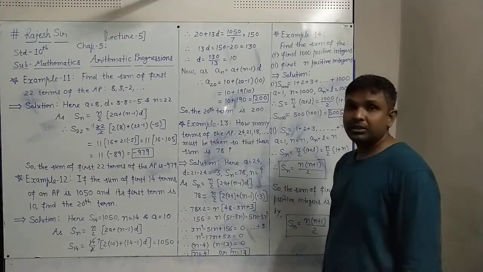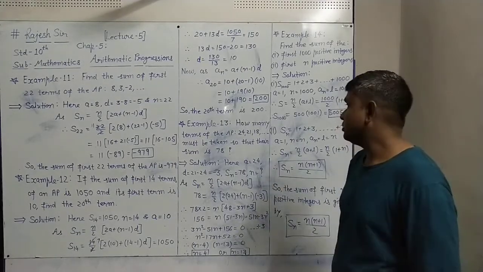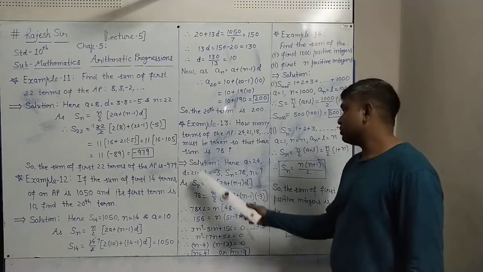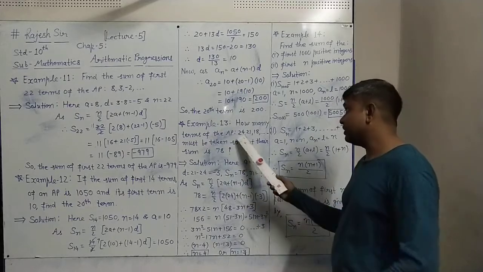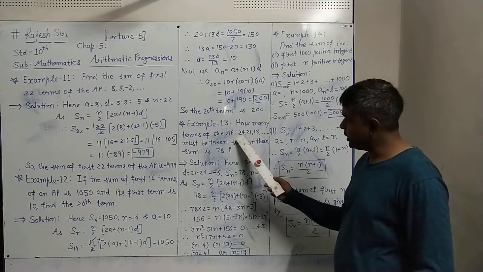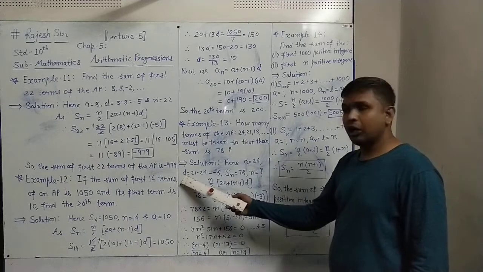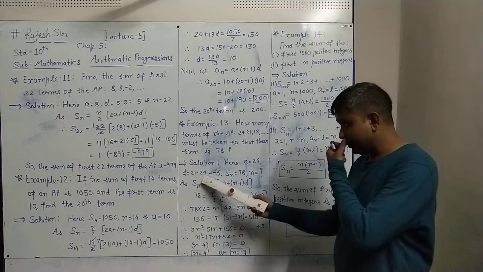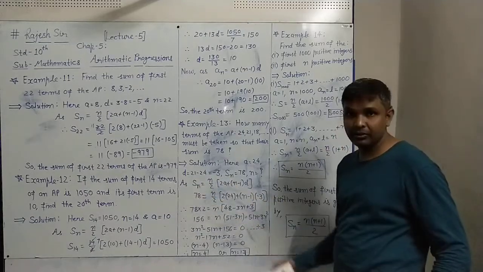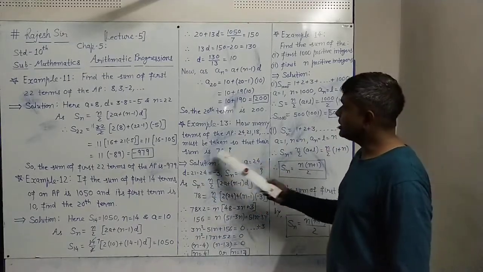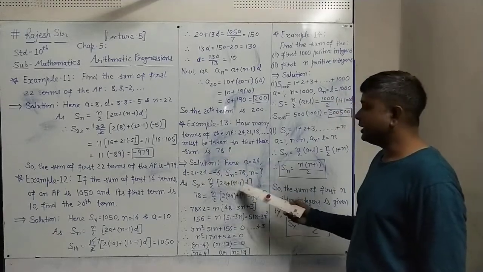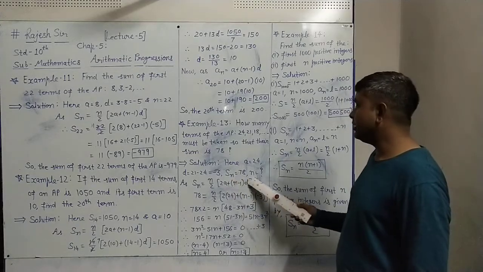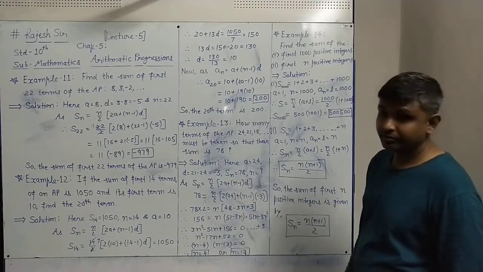How many terms? That means we want n here. The AP is given and the sum of n terms is given. So, solution: by the AP you can see a, the first term, is 24. d is the common difference: second term minus first term, 21 minus 24, which is minus 3. And Sn, the sum, is given as 78. We need how many terms will give Sn 78, so we have to find the value of n.